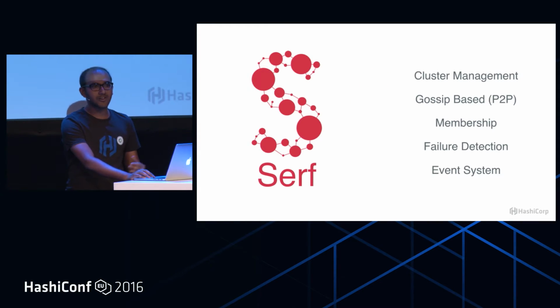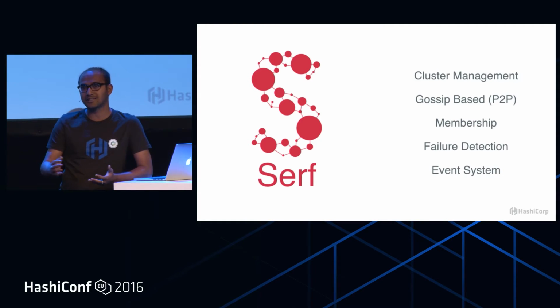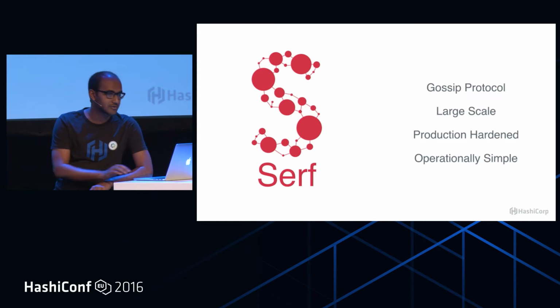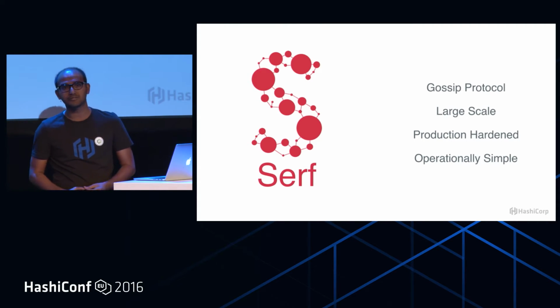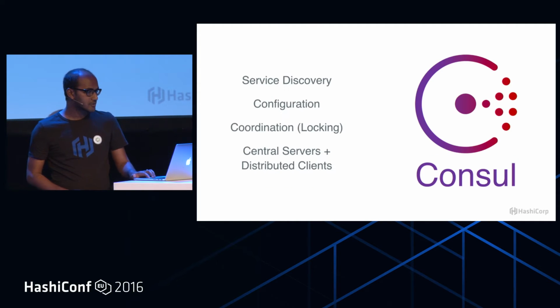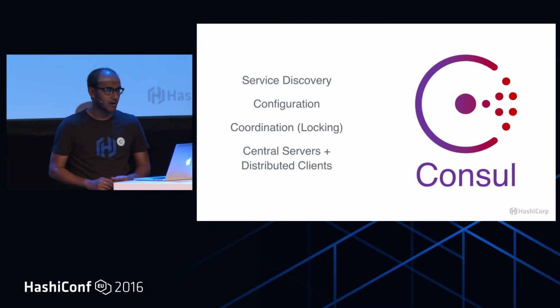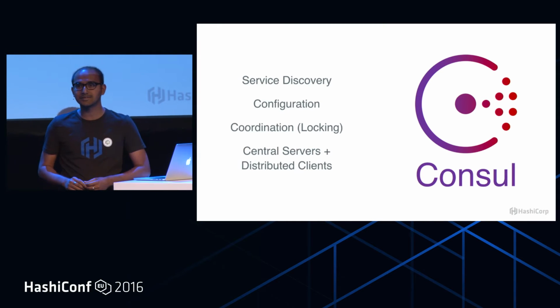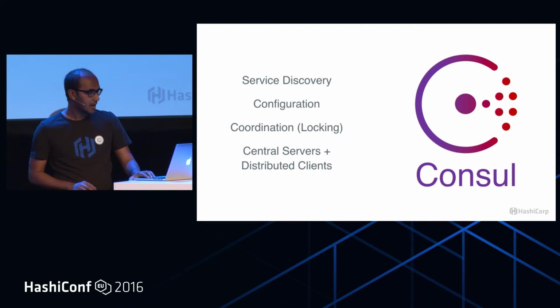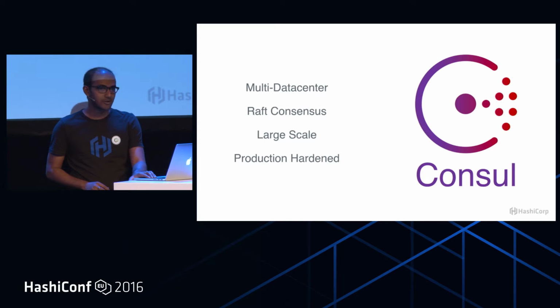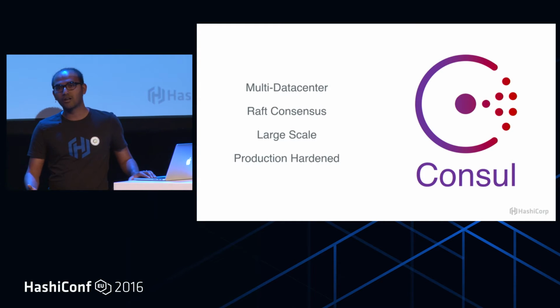Serf provided a good way for us to do P2P cluster membership. Serf uses gossip, and we have seen Serf scale to tens of thousands of nodes in production. And with Consul, we had the advantage of knowing how a consistent service discovery system works, which provides a consistent view of your whole infrastructure. And it's multi-data center from the get-go, and we know that Consul is powering a lot of the modern web in production, at large scale.